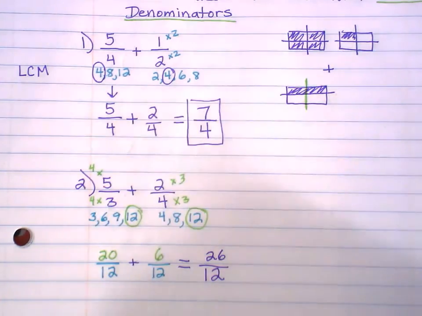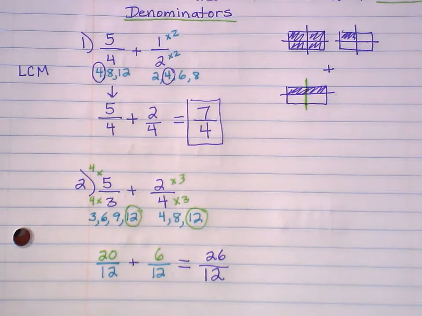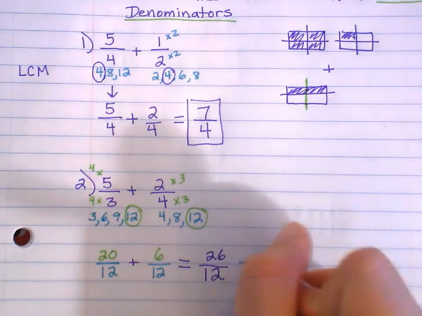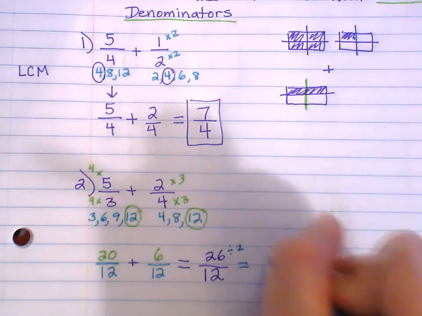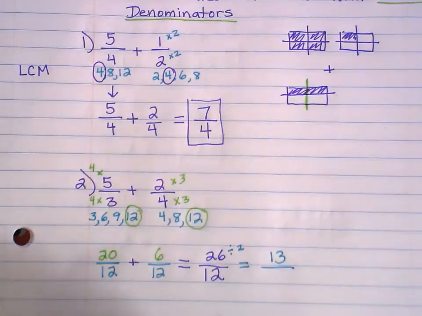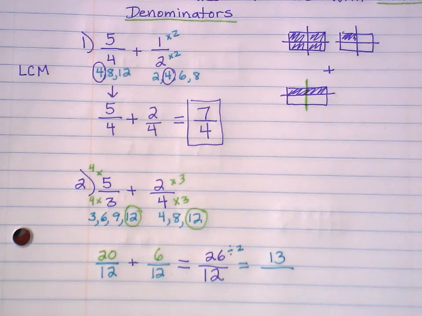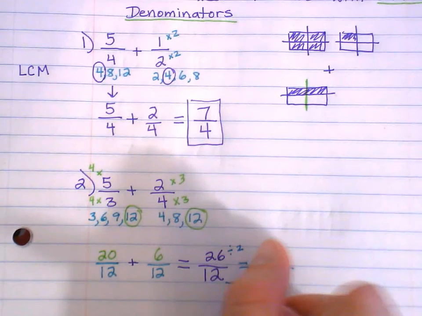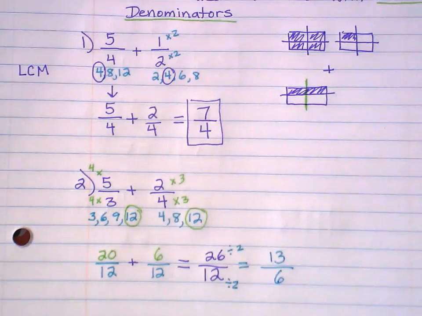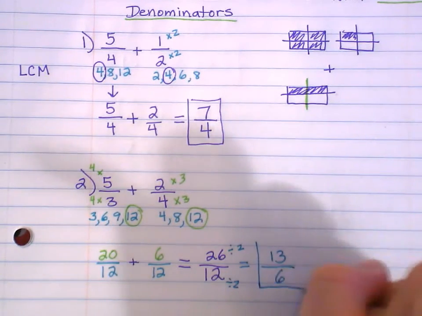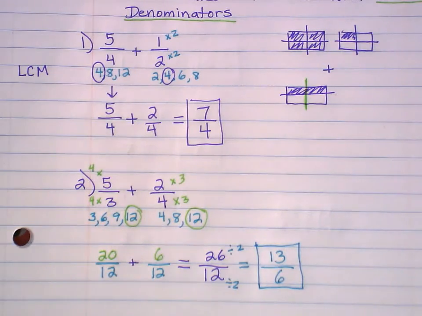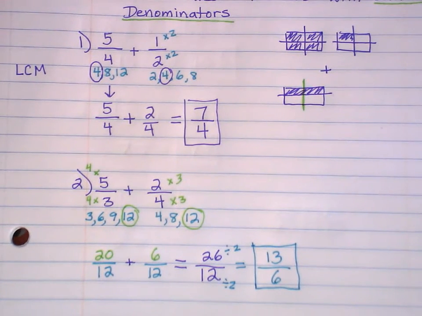You can simplify it. 26 and 12 are both even numbers. So we know 2 goes into both of them. How many times does 2 go into 26? Well, we know that 26 divided by 2 is 13. How many times does 2 go into 12? Well, we know that 12 divided by 2 is 6. So you can simplify it to 13 sixths or 2 and 1/6. Because 6 goes into 13 2 times with 1/6 left over.